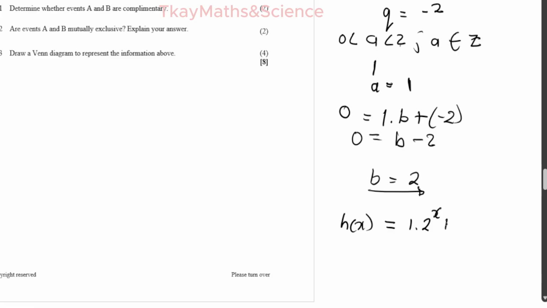plus -2, which becomes 1 times 2 to the x, which is just 2 to the x, -2. Okay, so that is our answer. h of x is equal to 2^x minus 2. All right, now let's go on to the next one.